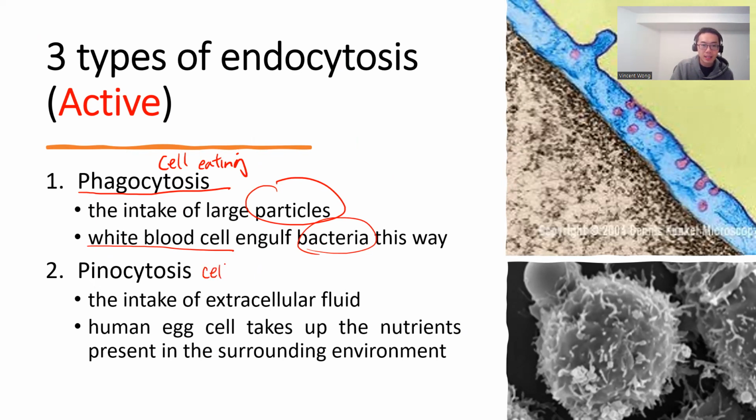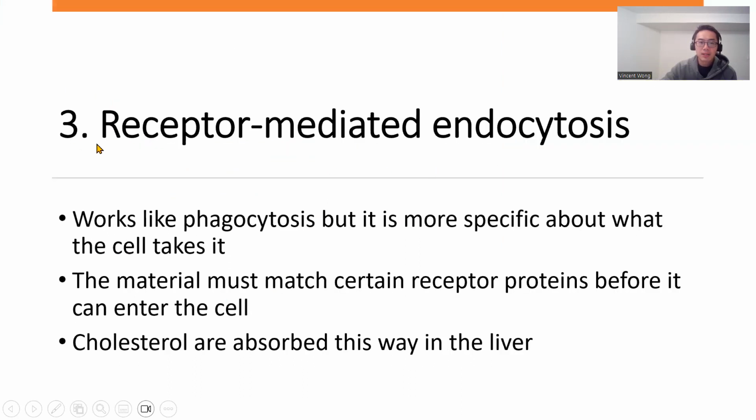Pinocytosis is cell drinking. And instead of taking in particles, you are mostly taking in fluid. The human egg can take up nutrients from the environment through pinocytosis. If you're bringing in solid, phagocytosis. If you're bringing in liquid, pinocytosis.